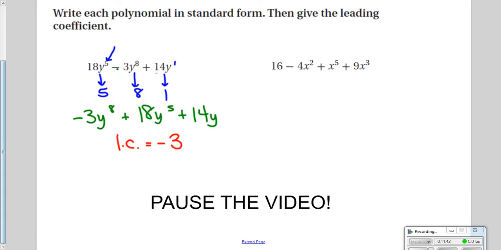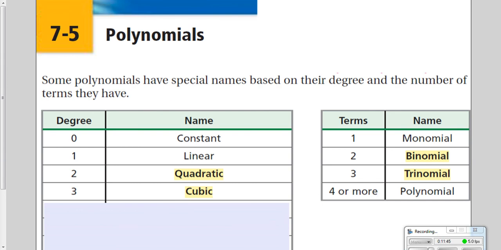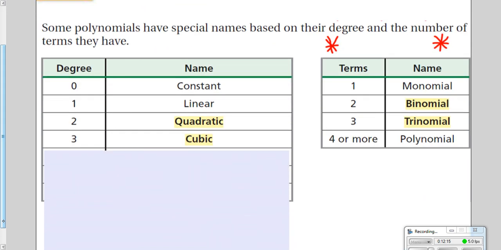All right, hopefully you are ready to go on at this point. Last thing we're going to talk about is how some polynomials have special names based on their degree as well as the number of terms that they have. Okay, so let's talk about the number of terms first, which is actually on the right side of my screen over here in this table. Okay, so depending on how many terms you have, remember a term is like a section of the polynomial altogether. So if you have 1 term, it's called a monomial, right? We learned that at the beginning. So an example of a monomial would just be like 4x squared, right? That would be a monomial, okay?